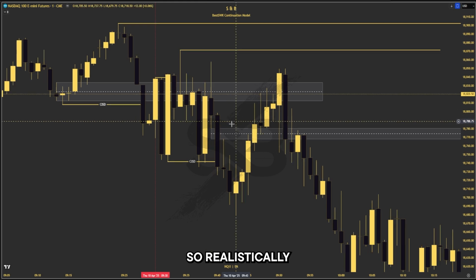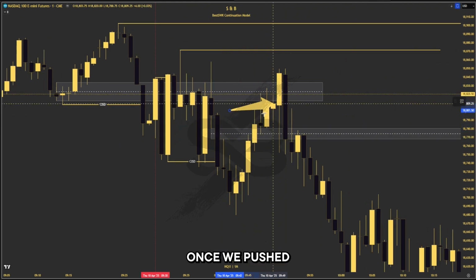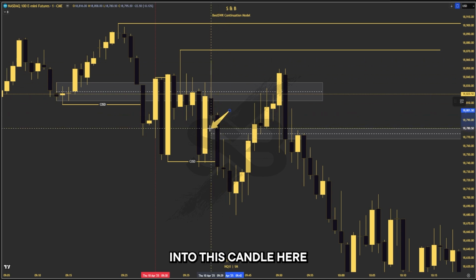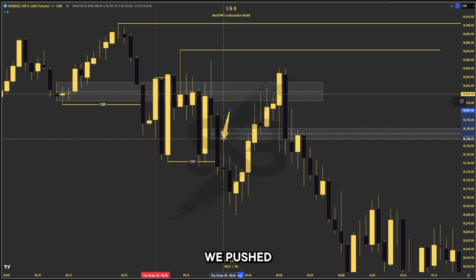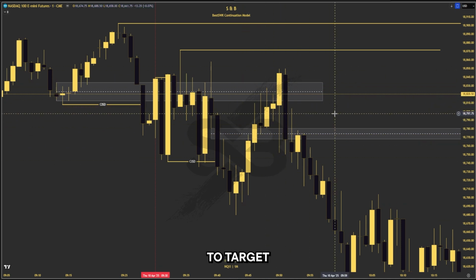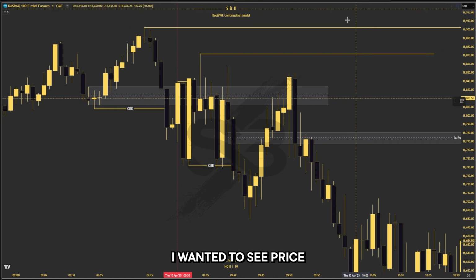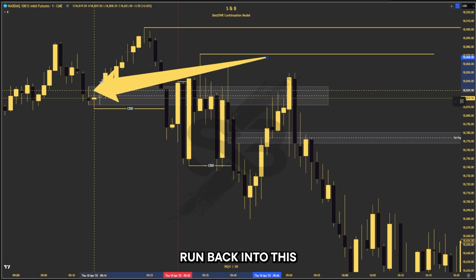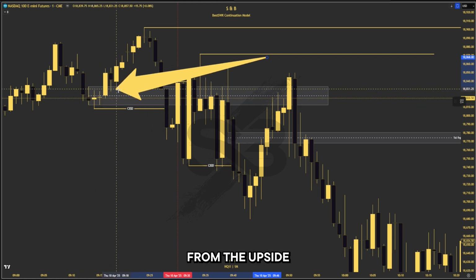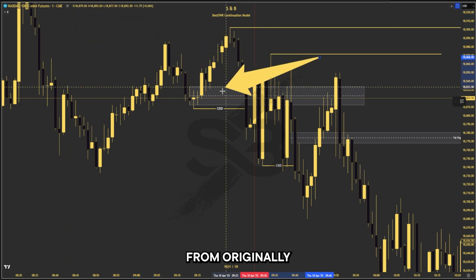So realistically, I could have gotten on my trade at any point once we pushed into this candle here, or once we push into the fair value gap, because you can really do it off the open or you can do it off the wicks, just depending on what you're trying to target and what you think NQ was going to do. Personally, what I wanted to see is I wanted to see price run back into this breaker block from the upside, because really that's where the move really continued from originally.